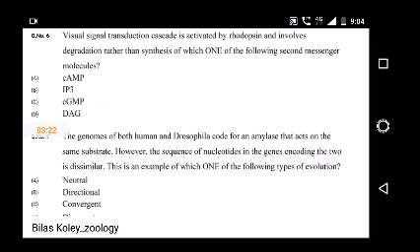Now we will discuss question number 6. Visual signal transduction cascade is activated by rhodopsin and involves degradation rather than synthesis of which one of the following secondary messenger molecules? And the options are cAMP, IP3, cGMP, DAG. In this question, the right option is option C.